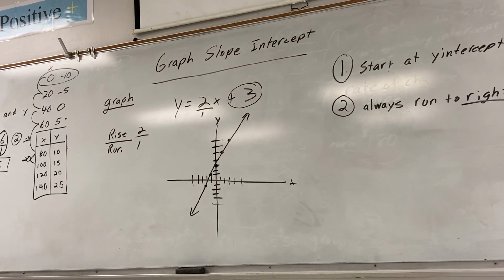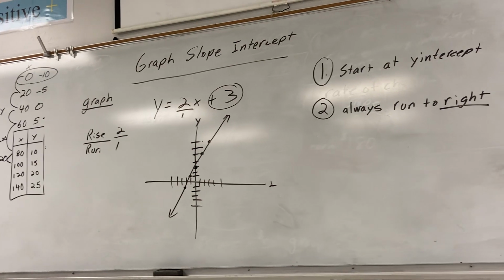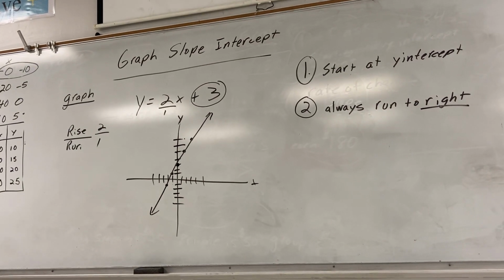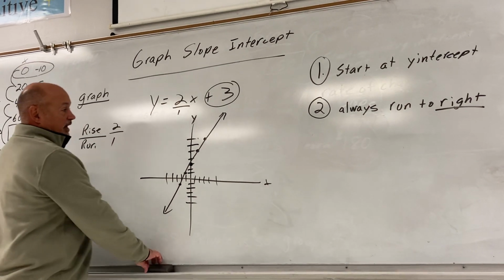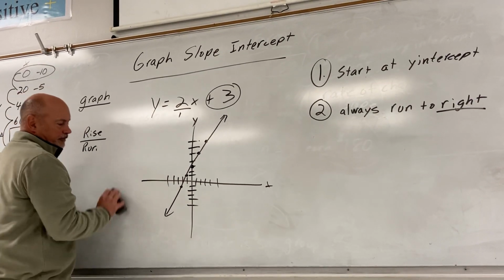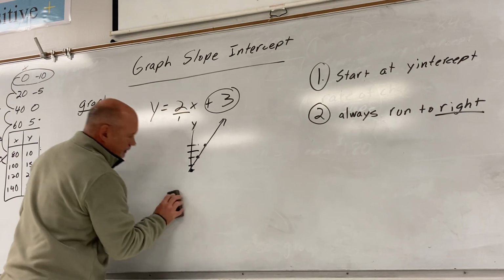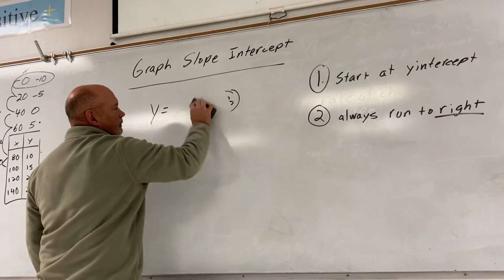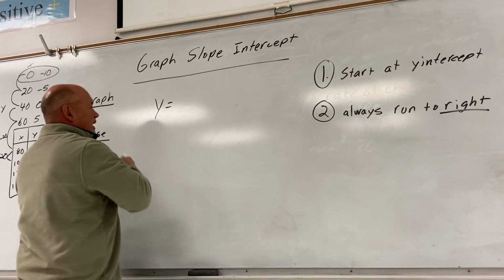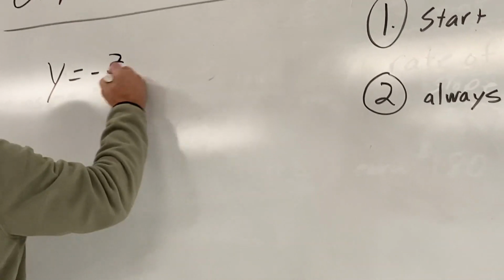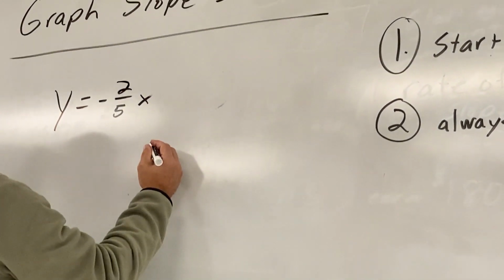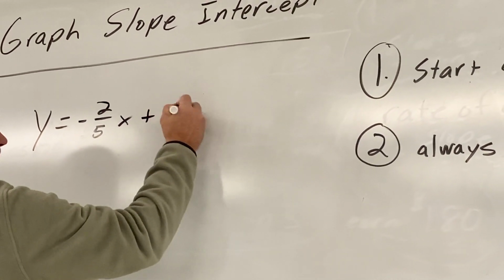Questions so far? This is actually very easy once you get the hang of it. Takes about 30 seconds to graph, or less. Let's do another one. Let's do y equals negative 2/5 x plus 4.